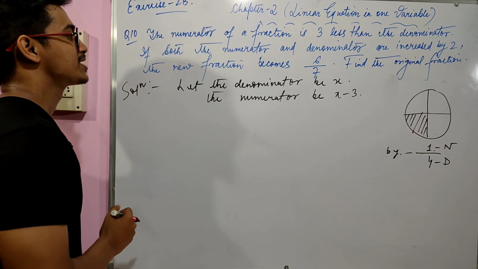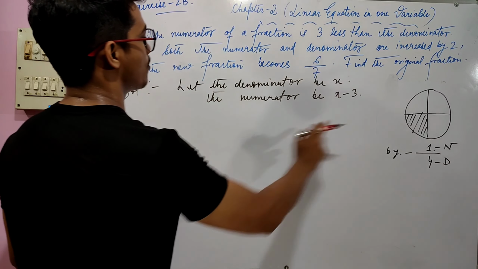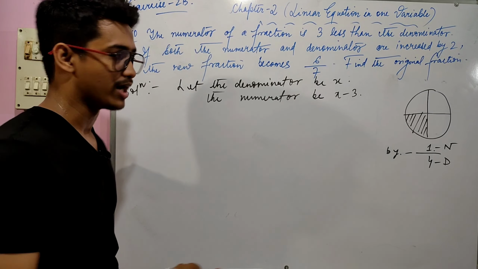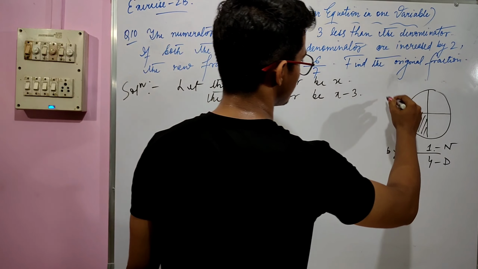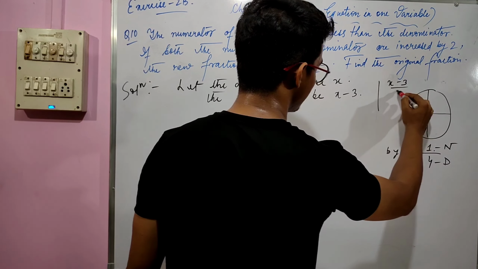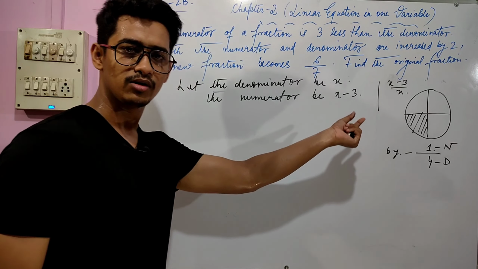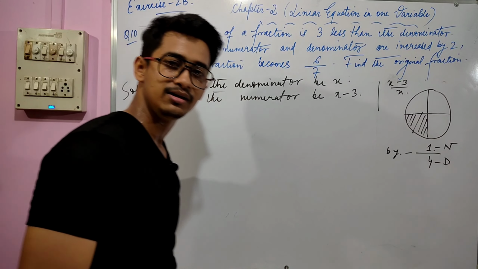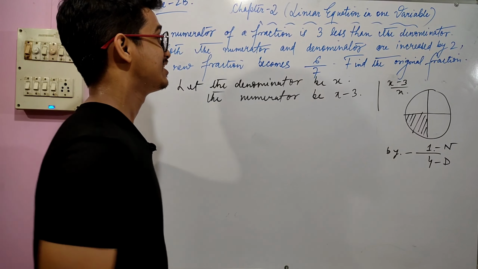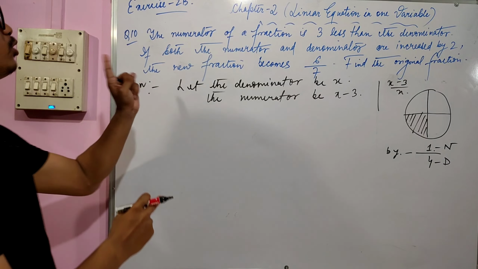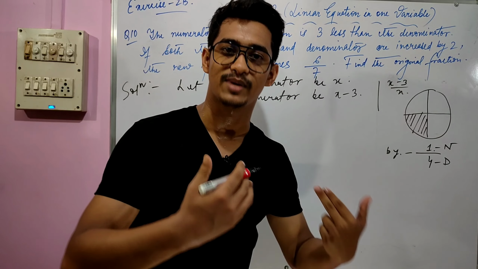Sounds good? Now the whole fraction looks like what? The numerator divided by the denominator. So it is basically x minus 3 by x. So we have to find out the value of x, and simply we put this in the fraction and calculate the answer. Now see, the next part is that if both the numerator and denominator are increased by 2.